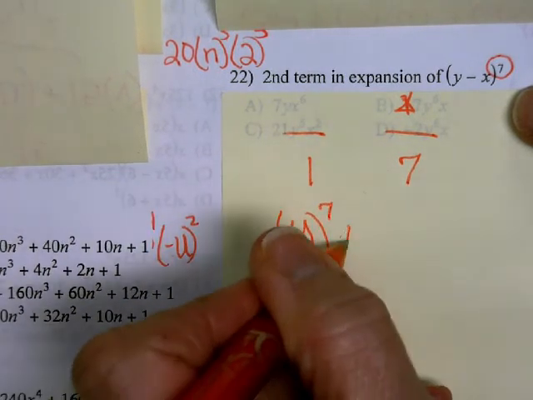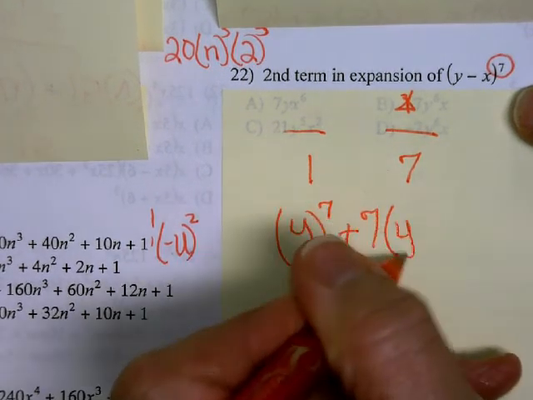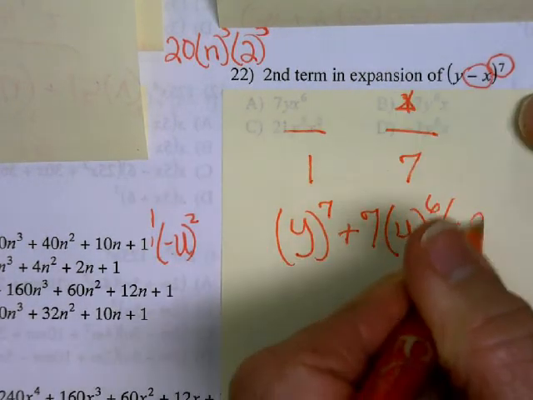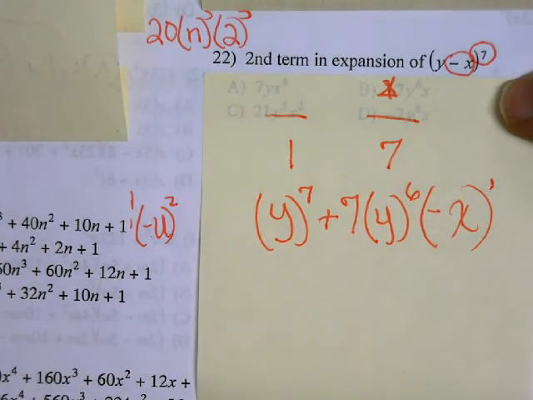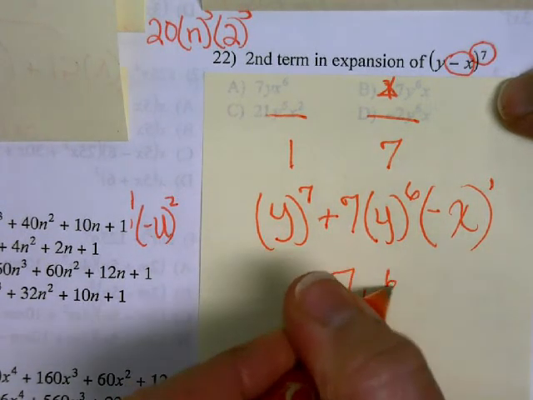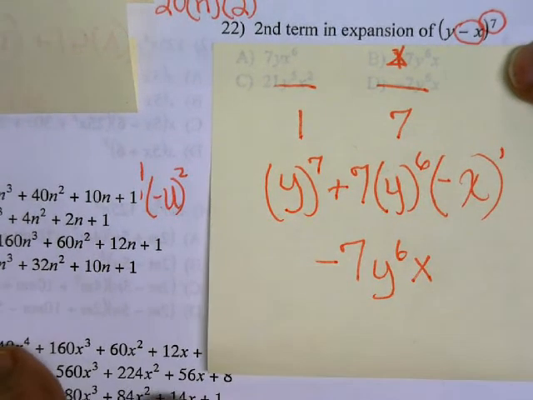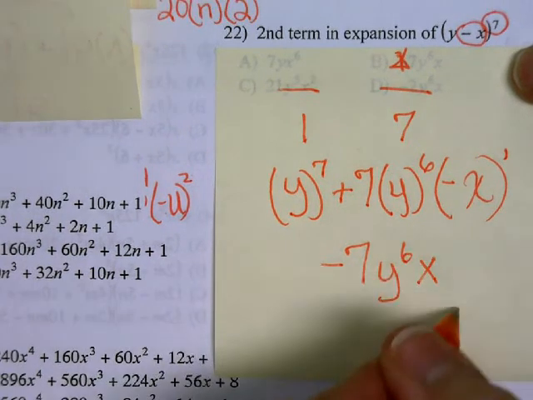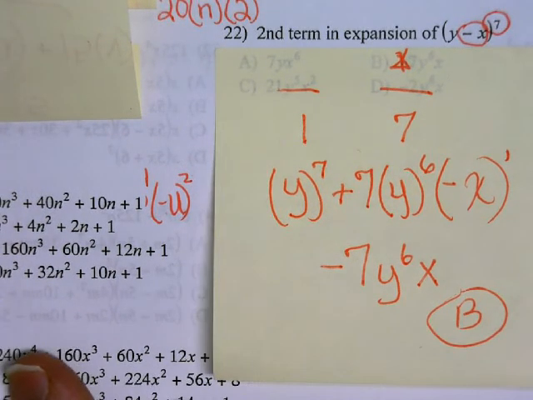So I take my 1st term on my binomial to the 7th power, and then I take my coefficient, 7, 1st term of the binomial to the 6th power times my 2nd term. So this guy is to the 1st power, so the negative stays. So negative 7 y to the 6th x. I was concerned they were going to switch up x and y in the answers, but they didn't, so that's good. So B is your choice.